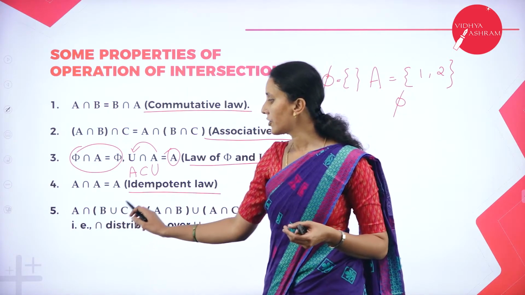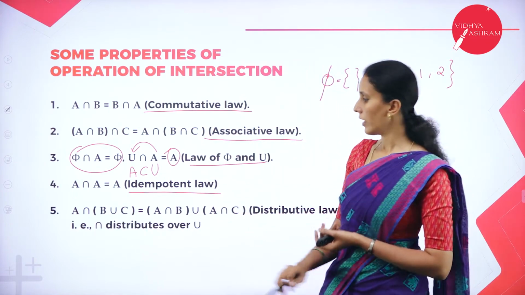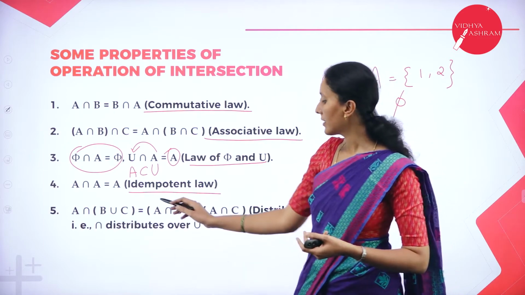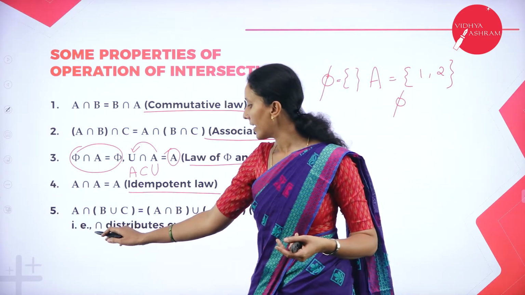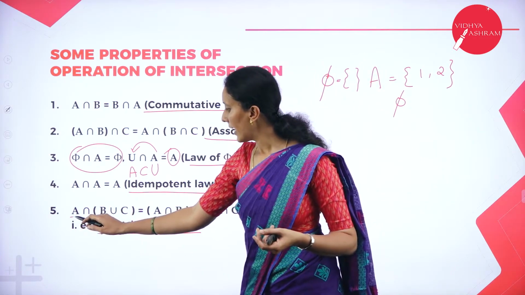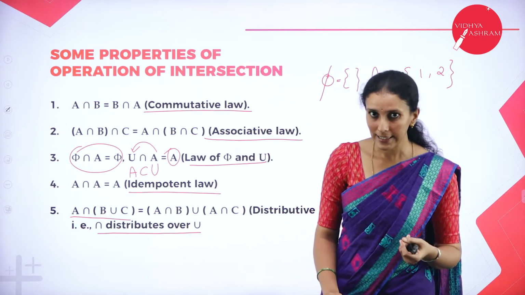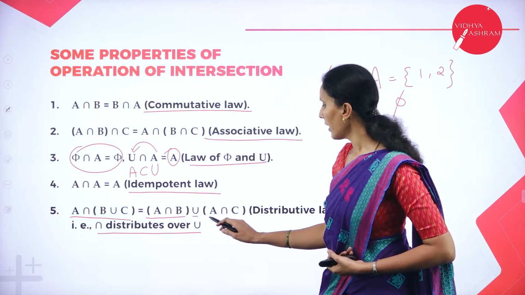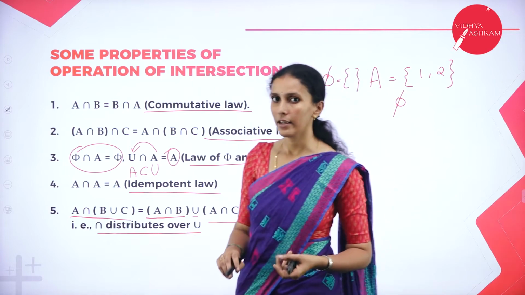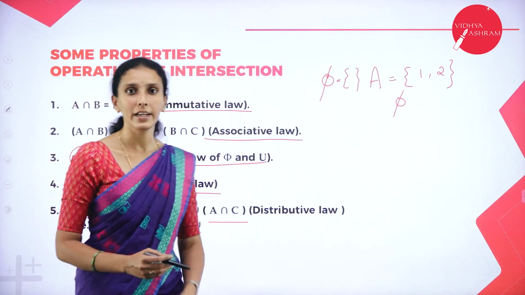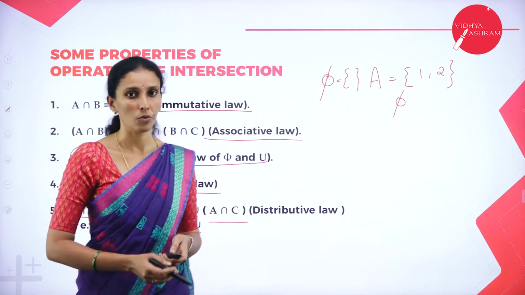So what does this distributive law say? Here we are operating both intersection and union at a time. This is called intersection distributes over union. How is this defined? A intersection (B union C) can be written as (A intersection B) union (A intersection C). This is the distributive law. You can verify it by taking examples also.